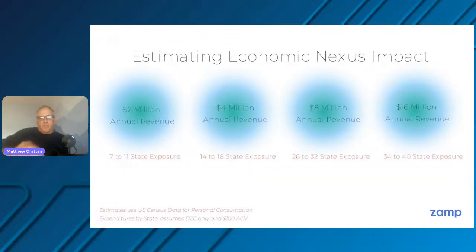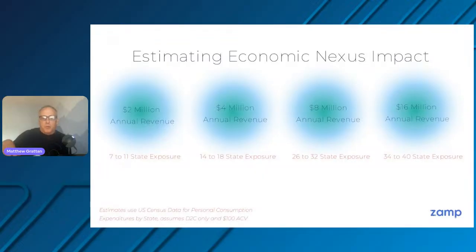This is an interesting thing we did. We reverse engineered the whole concept of economic nexus. We took personal consumption expenditures by state, and then we applied it as an overlay to each state's economic nexus rules, which we just covered on the last slide. The biggest takeaway here is that multi-state requirements happen pretty quickly. If you're selling in the States and doing a couple million, you could have exposure in 6, 7, 8, 9 states, even if you're only doing a couple million a year.